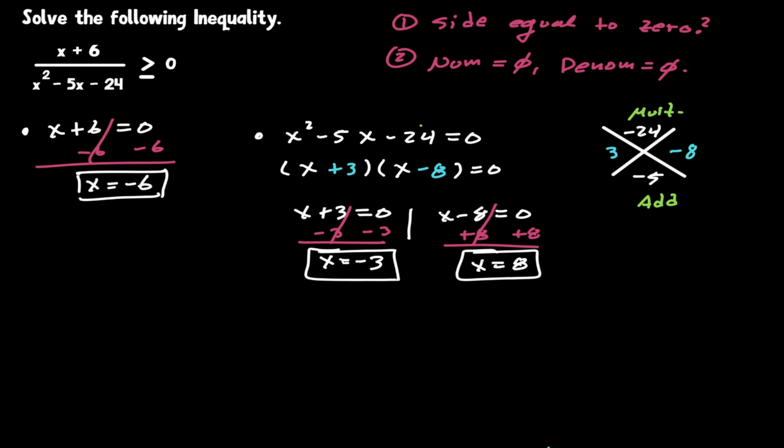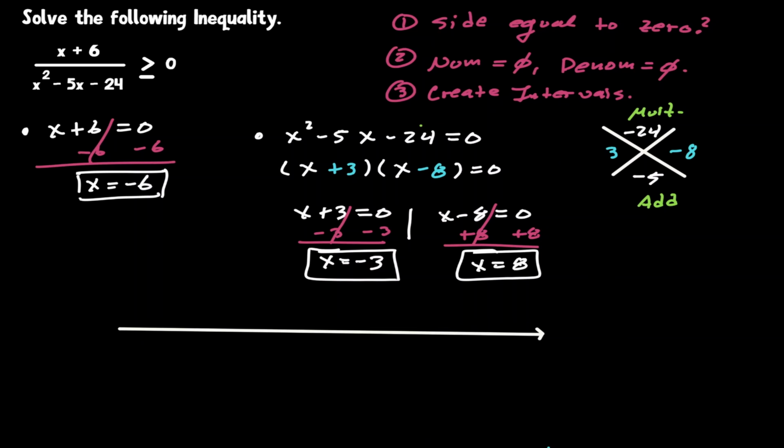Now that we have those values, let's create intervals on the number line. So here, let's draw our number line and estimate their location. Let's say that -6 is somewhere around here. Then -3 should be more to the right, so let's say it's around here. And +8 must be all the way to the right, so let's say it is somewhere around here.